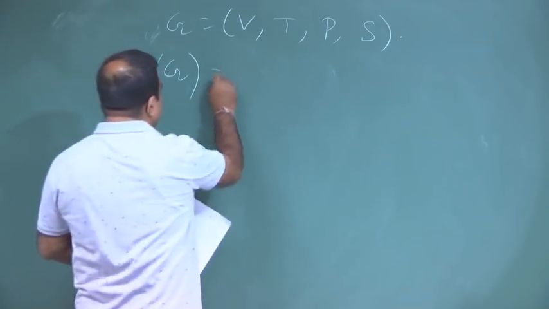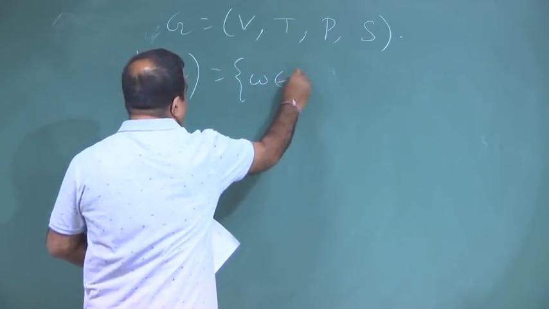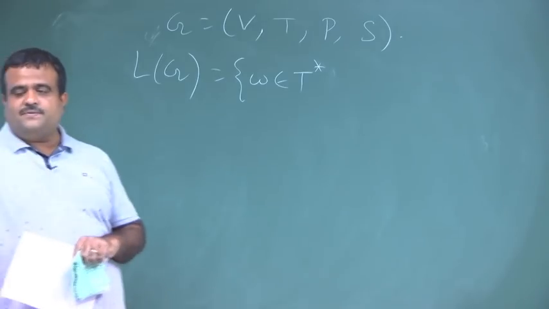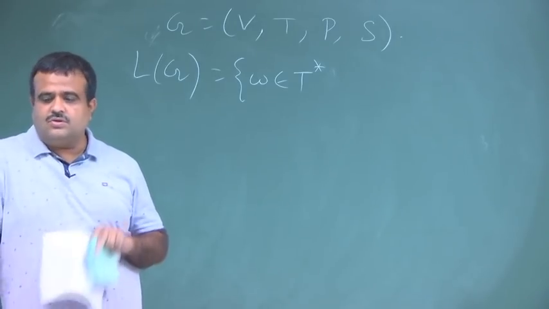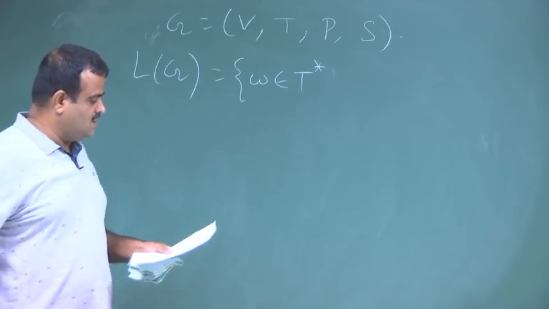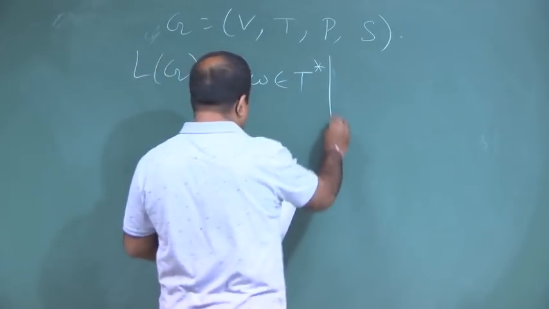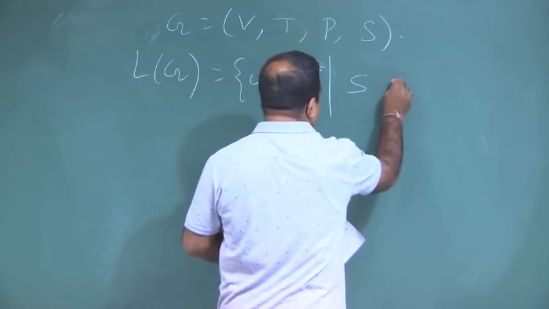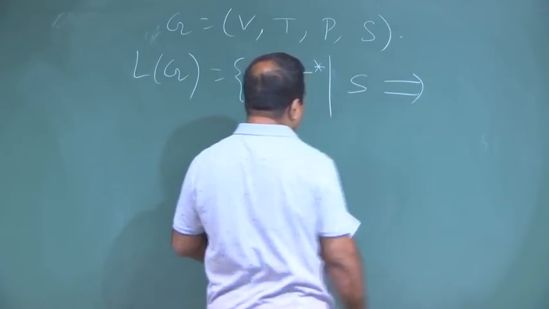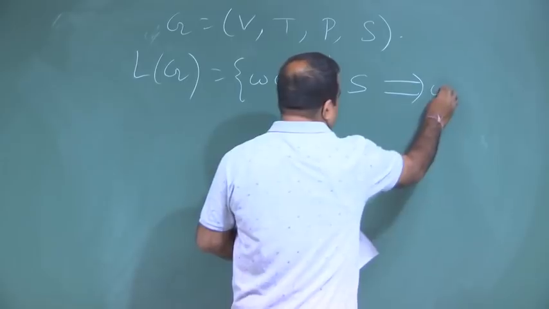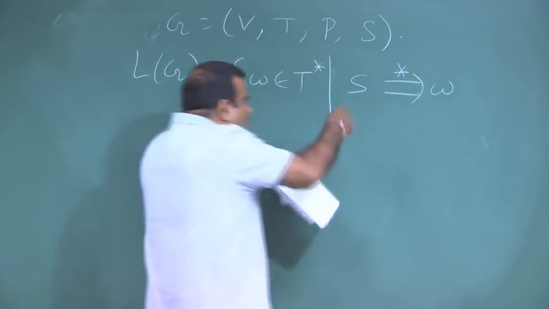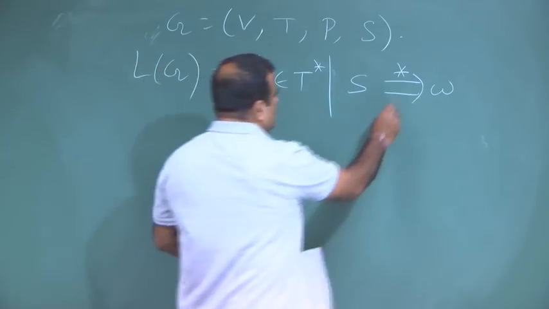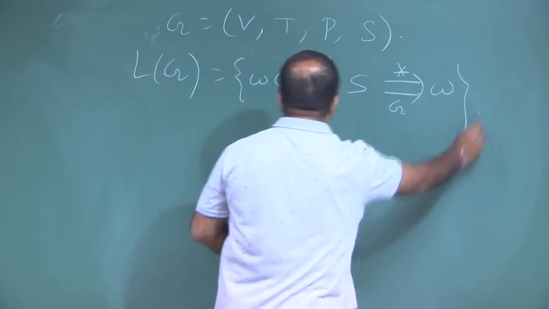So, this is the set of all strings of terminals. In the language we do not have strings of variables, so this is only the string of terminals, such that from S we can derive w by applying repeated, I mean multiple, rules using the rules of G.